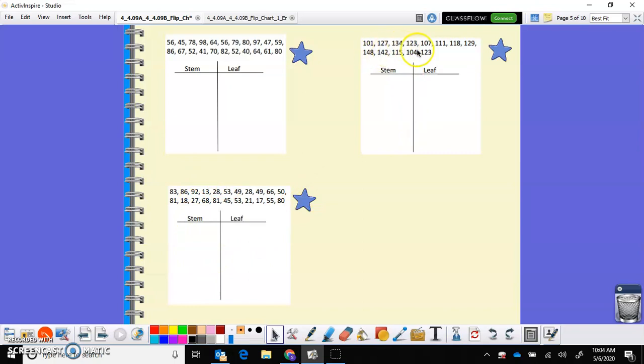The one on the top, you notice, has 3-digit numbers. Our key for this one, it's much easier if our leaves are just 1-digit numbers, because there are so many leaves. So let's see, my smallest number here is 101. So I'm going to put my stem as 10. Take the first two digits, and then I have a leaf of 1. So that together would be 101. So my key is 10|1 equals 101.